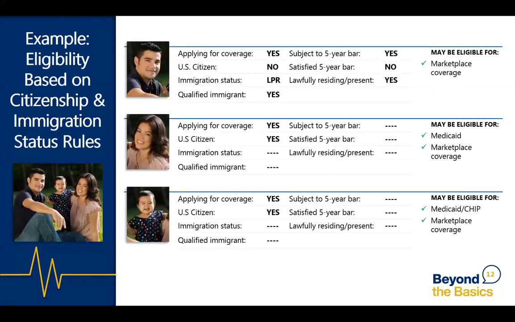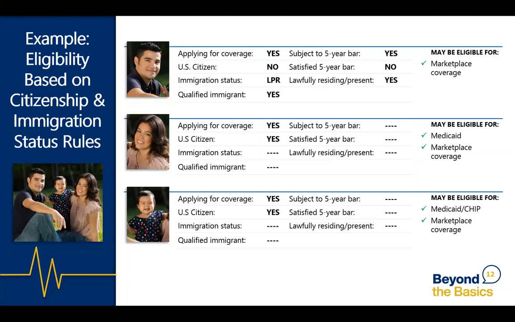So starting with Ricky, Ricky's applying for coverage, but he is not a U.S. citizen. He is a lawful permanent resident, which means he's a qualified immigrant. However, as a lawful permanent resident who doesn't meet any of the exceptions, he is subject to the 5-year bar. He's only been an LPR for 2 years, so he hasn't met that 5-year bar. He is lawfully residing, and he is probably eligible for marketplace coverage.